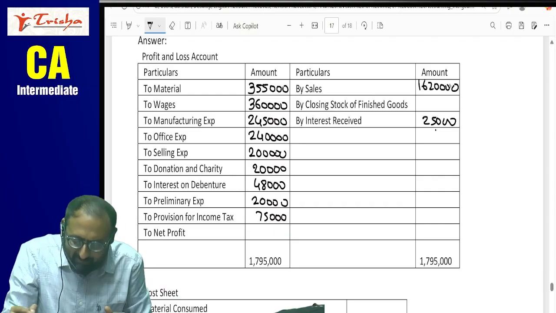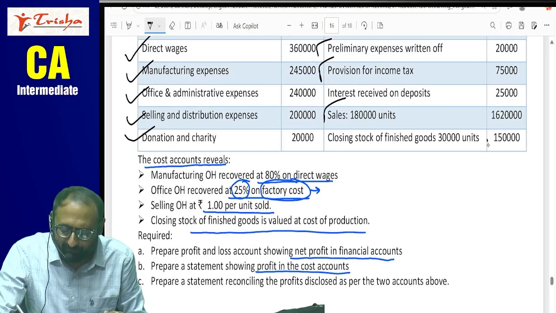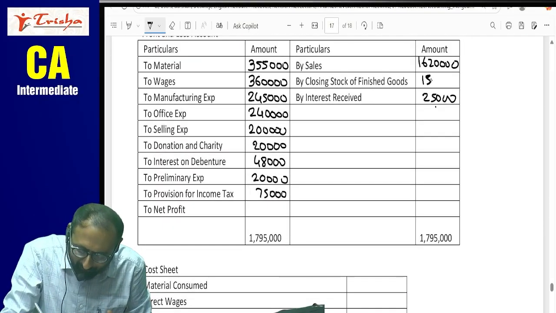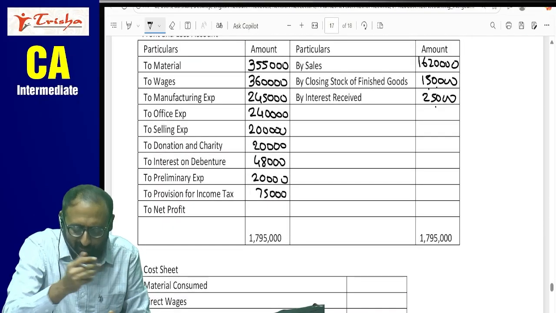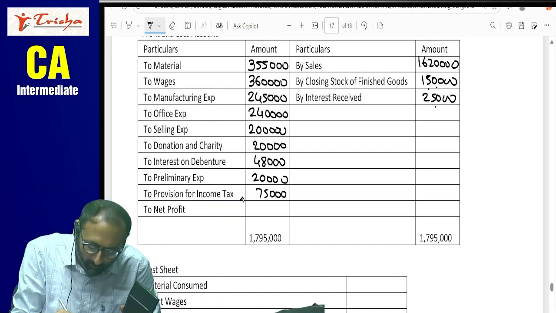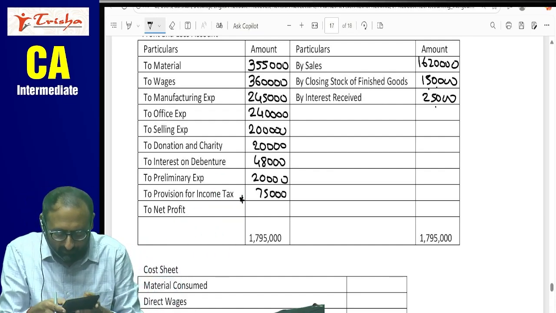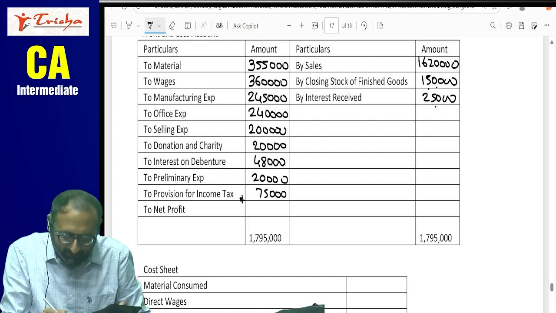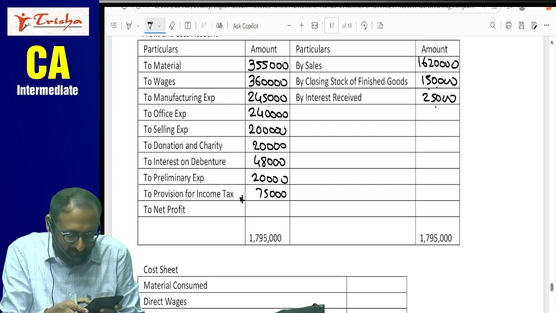And under finance, closing stock of finished goods value is given. Closing stock of finished goods is 1,50,000. So I'll write there 1,50,000. Please everyone take the total and tell me whether it is correct or not, and how much will be the net profit, guys. 16,20,000 plus 1,50,000 plus 25,000. Sir, 17,95,000 is the correct total, minus all the expenses.